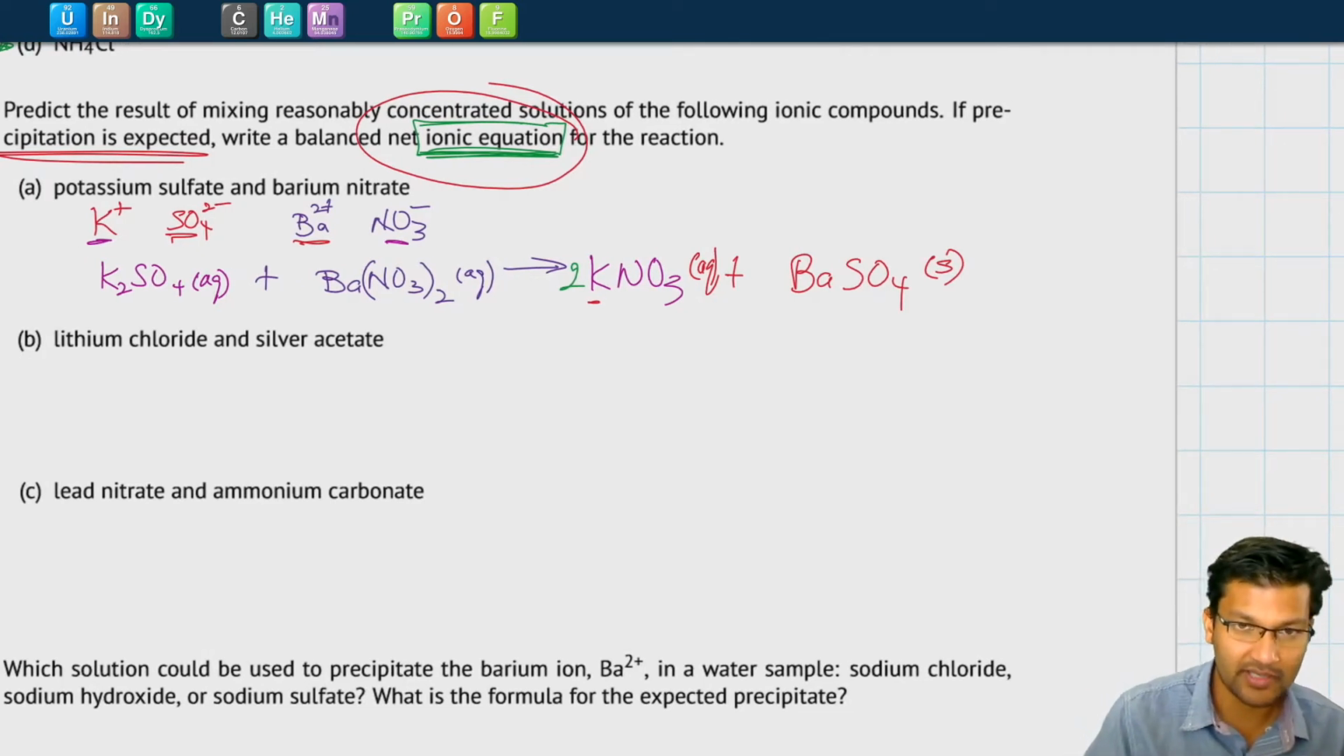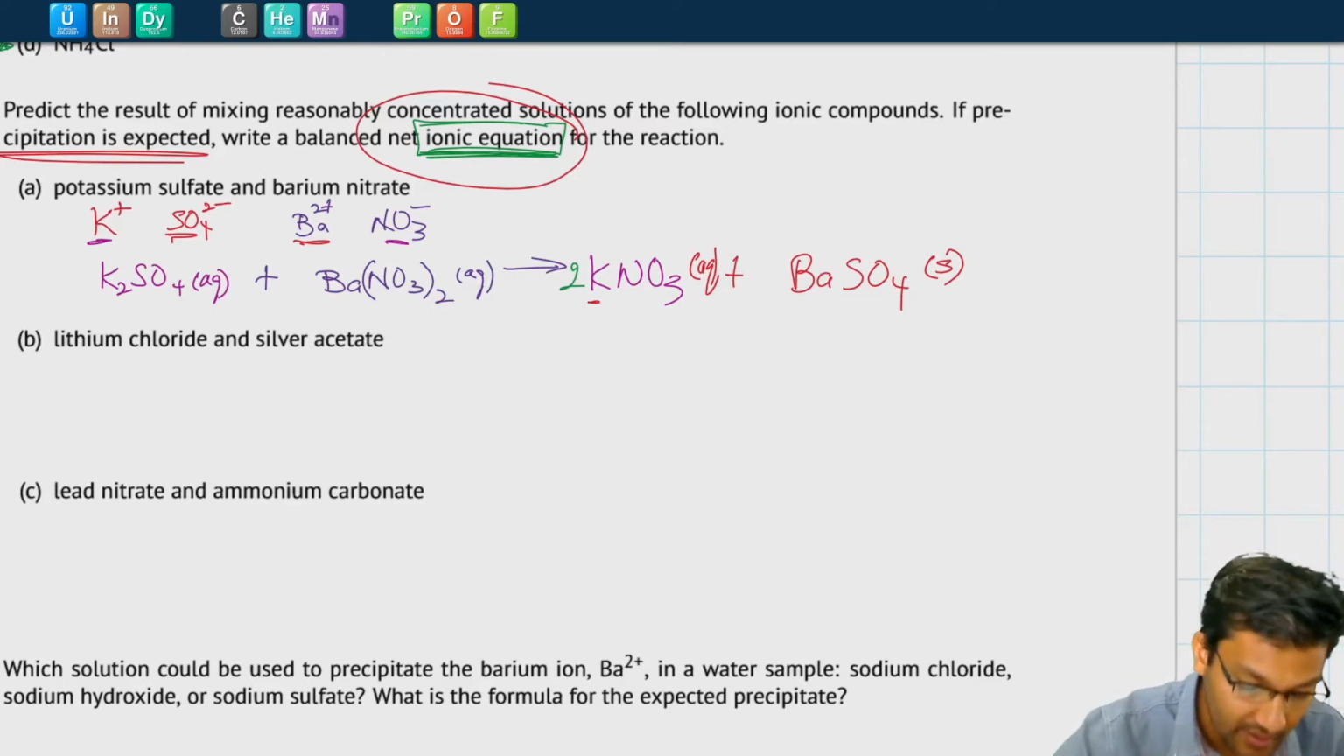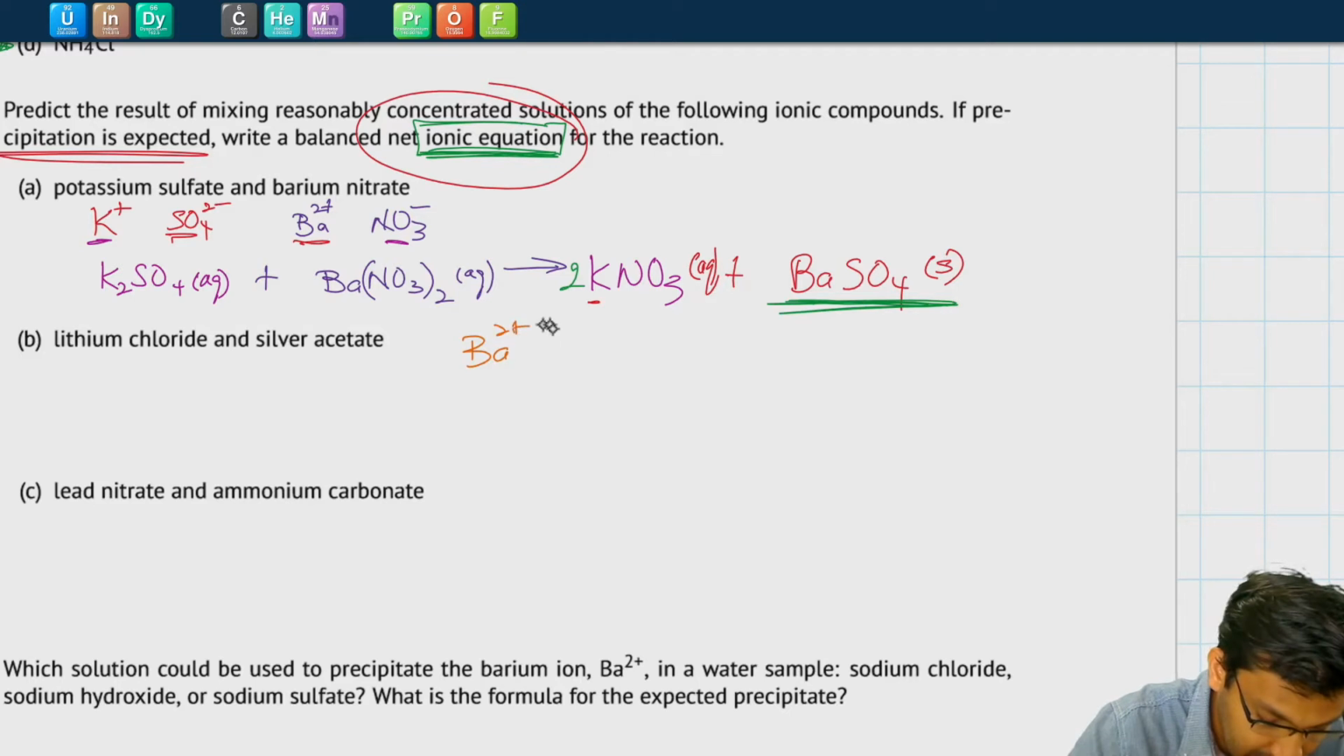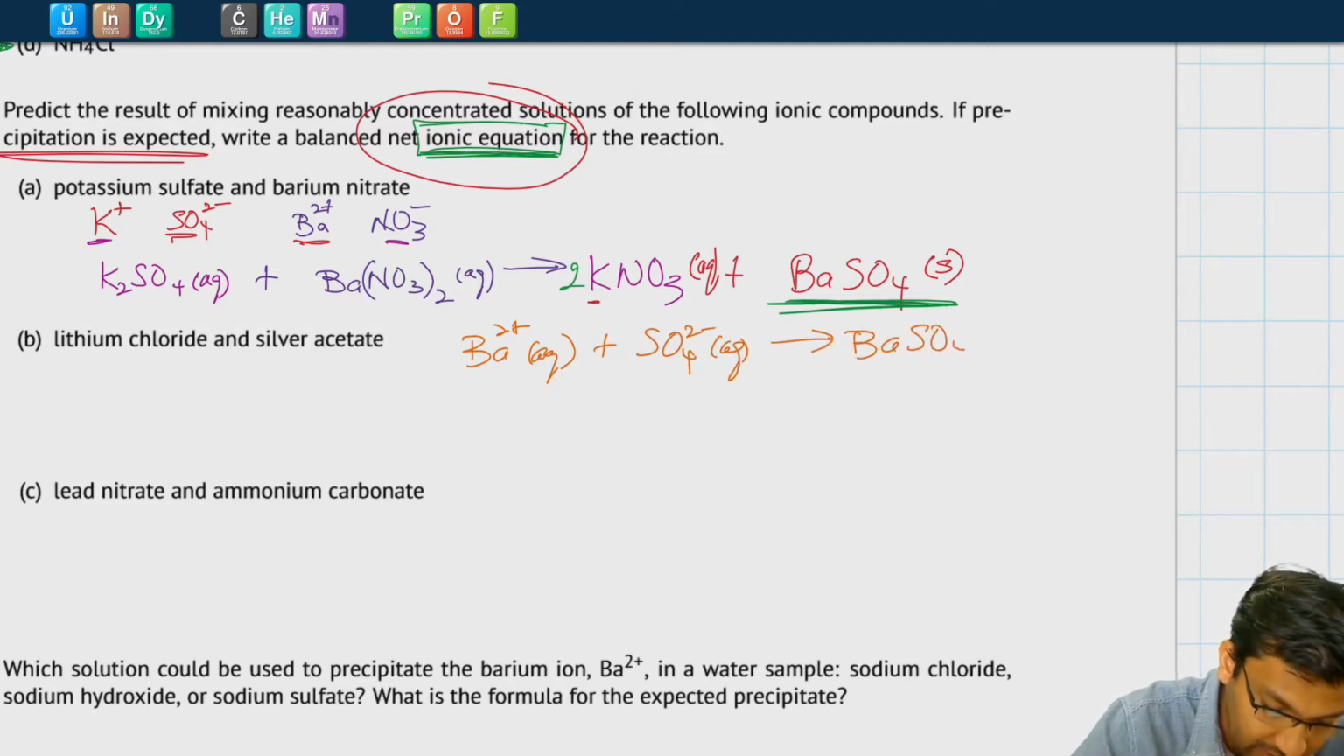Okay, to write the net ionic equations, remember, everything that's aqueous usually breaks apart and stays the same on the left and the right. So the only thing that's changed in this is the barium sulfate. So the net ionic equation is just going to be the formation of this barium sulfate. So we're going to have barium 2 plus aqueous plus sulfate, SO4 2 minus aqueous, going to give us our barium sulfate solid, net ionic.